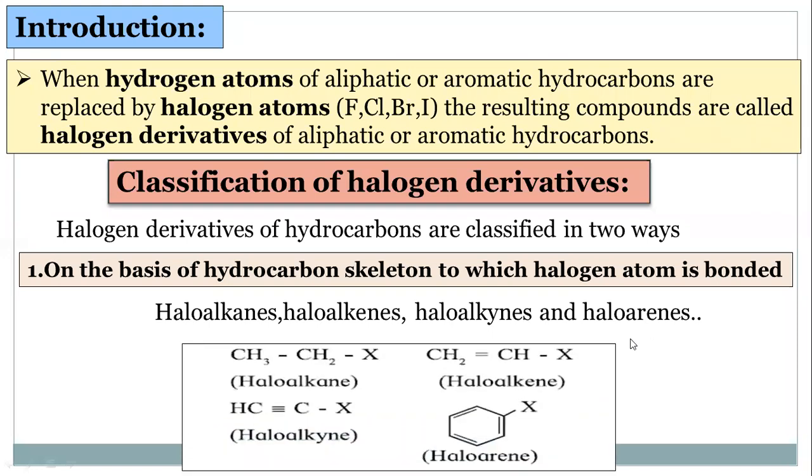I will give some examples. See, in this first example, this is X and this is an alkane. This is X and this is an alkene. This is X, this is an alkyne, this is X, and this is an aromatic system. So you understand these are the examples of haloalkane, haloalkene, haloalkyne, and haloarene.